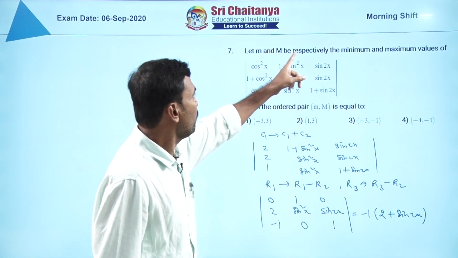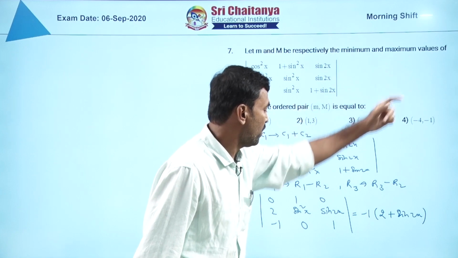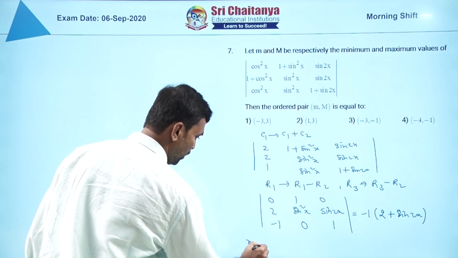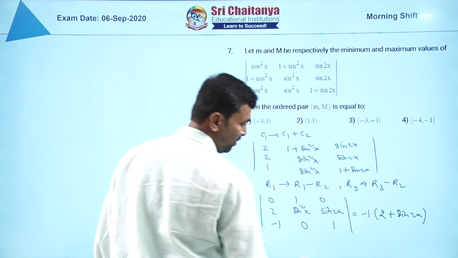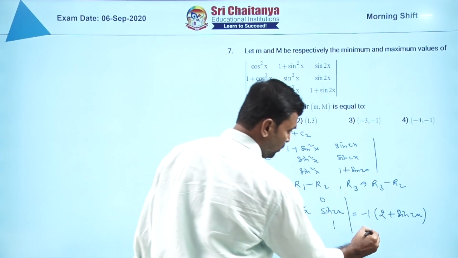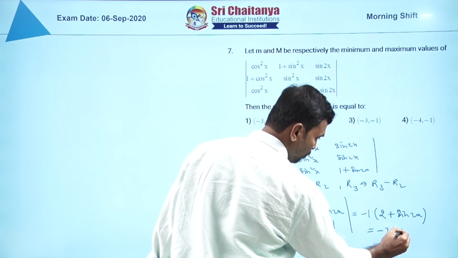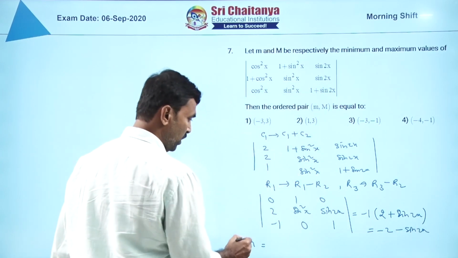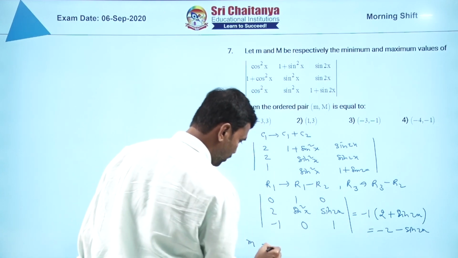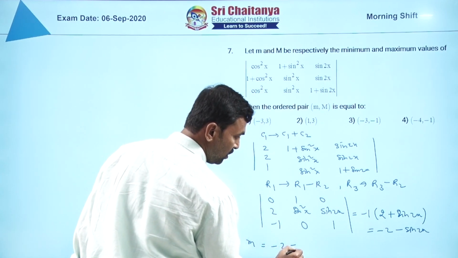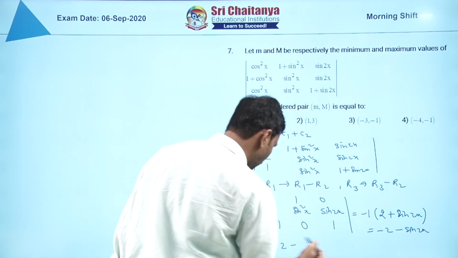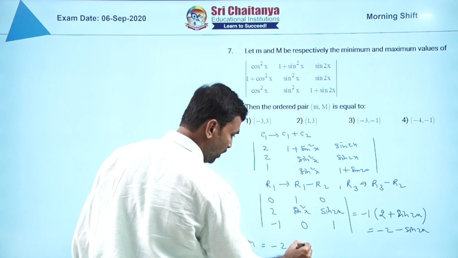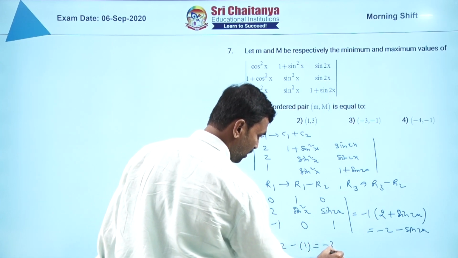So, small m, capital M are respectively minimum and maximum values of this function. What is small m? Small m is minimum of this, which is equal to minus 2 minus sine 2x. So, m is minimum of this, minus 2 minus, to get minimum value I should subtract maximum. What is maximum of sine 2x? 1. So, that is minus 3.